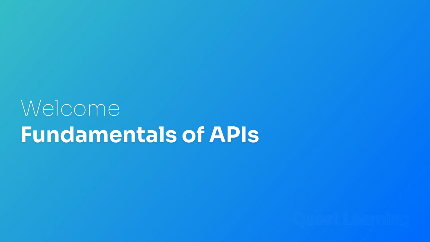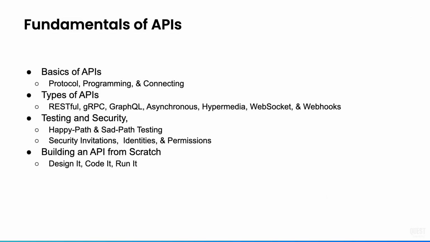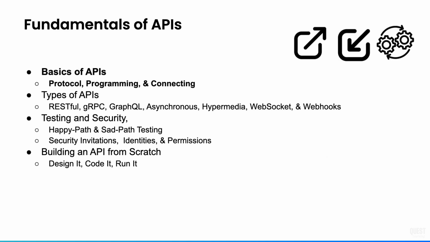Welcome to the fundamentals of APIs. In this course, we're going to cover 4 key elements: the basics of APIs, the types or styles of APIs, testing and security, and then we're going to build an API from scratch. In the basics, we'll focus on protocols like HTTP and MQTT.